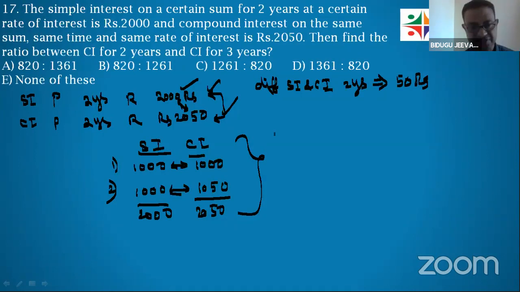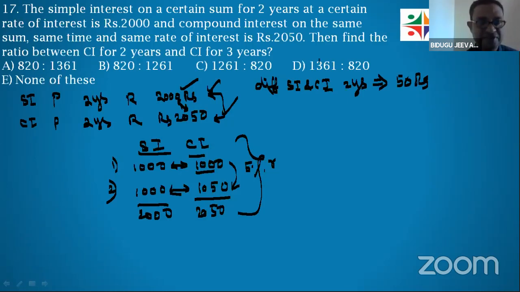Hope you are following my point. Great. What is the increment here? 50. 50 means how much? 5%. Yes, I got the rate of interest. Now let me continue. What is this question?